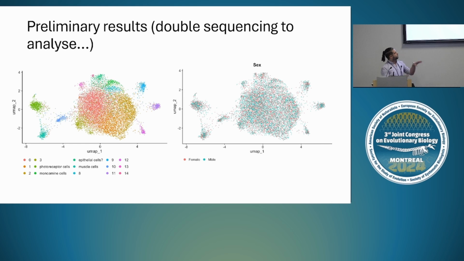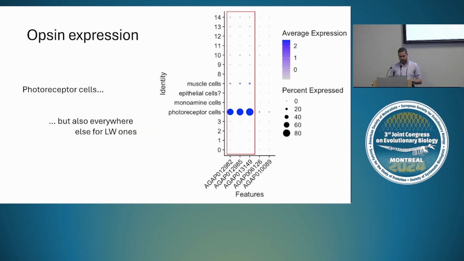But basically what you get out of it is a clustering. Each color is a cell type and each dot is a cell. And we can assign which cell type is what. So we easily find the photoreceptors that are in green on the left. And if we look at the expression of the different opsin genes in the different clusters, what we find is the main expression in photoreceptor cells, but also expression of especially the 3 first ones, which are long wavelength opsin genes, all around the head of the mosquitoes.